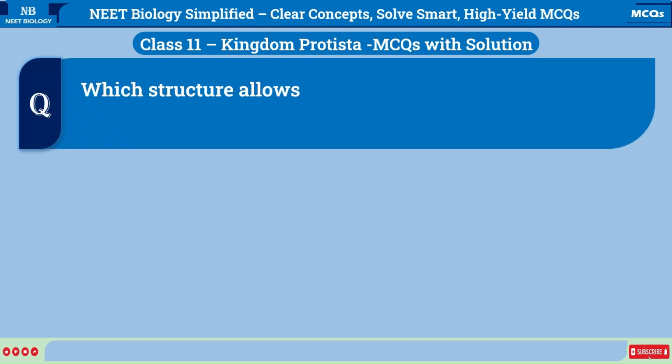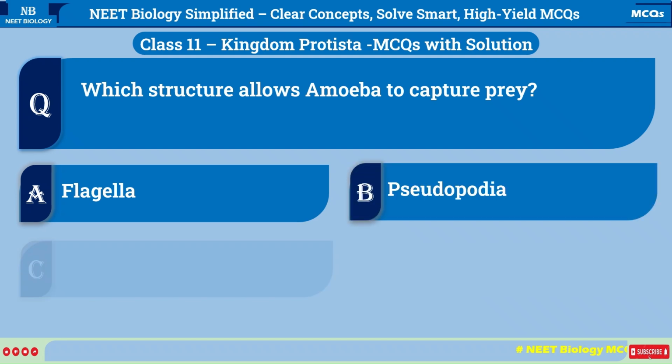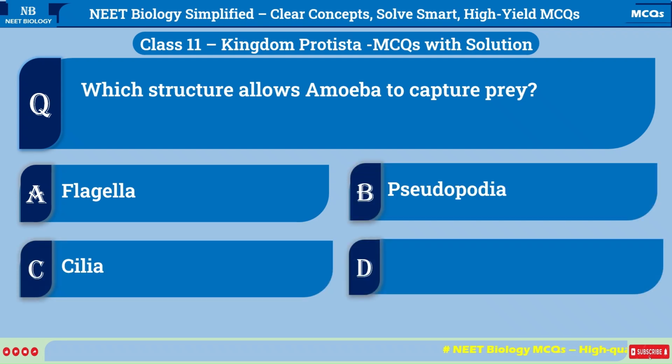Which structure allows amoeba to capture prey? A. Flagella. B. Pseudopodia. C. Cilia. D. Pellicle.